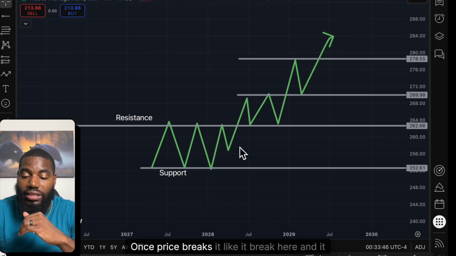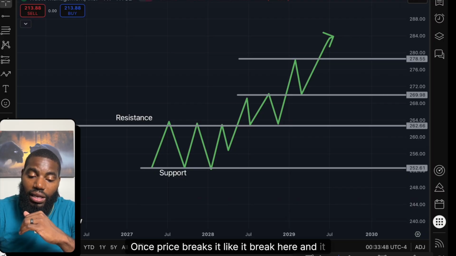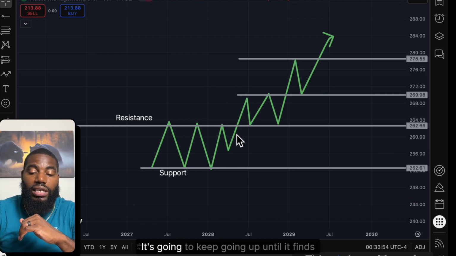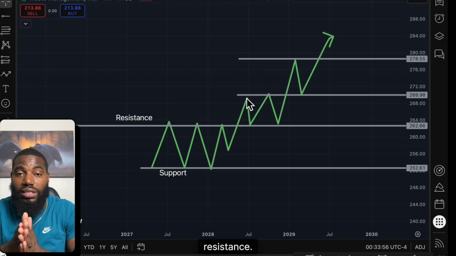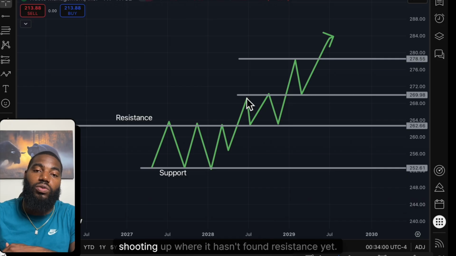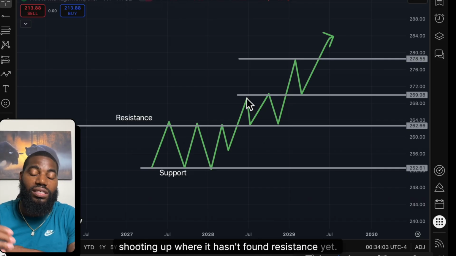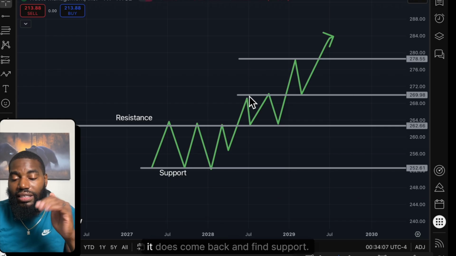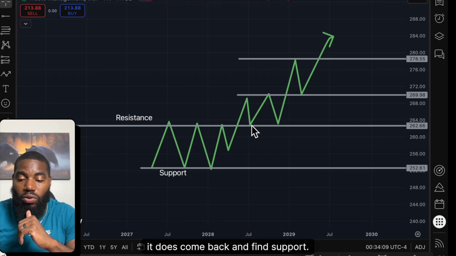Once price breaks it, like it breaks here, and it goes up, it finds another resistance. It's going to keep going up until it finds resistance. So sometimes you just see a stock keep shooting up, shooting up, shooting up, where it hasn't found resistance yet. Once it does find resistance, it does come back and find support.